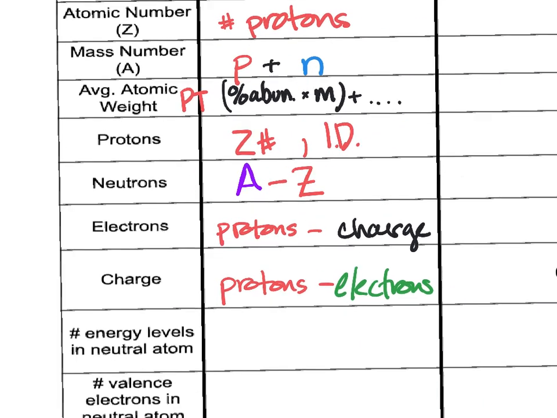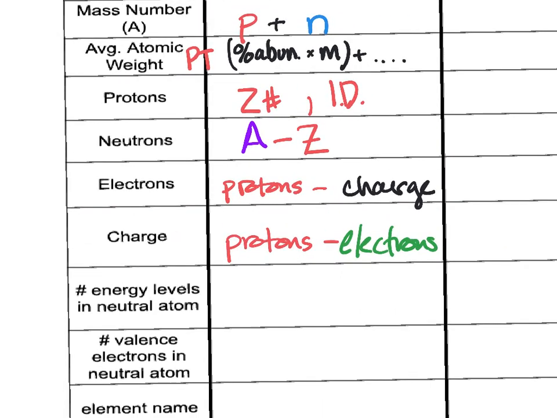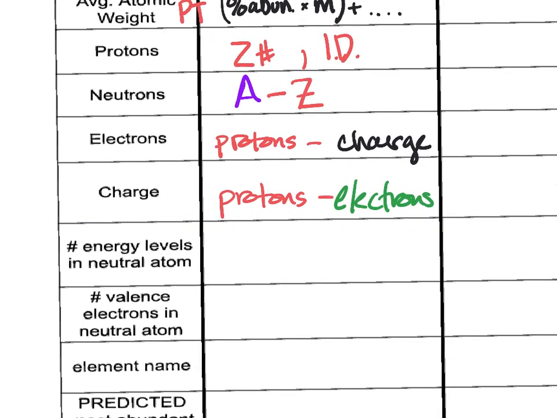So how do I know the number of energy levels in a neutral atom? Anybody remember? It's the row, the horizontal row, or the period on our periodic table, not the column. And notice here I'm saying for a neutral atom, because if we lose electrons, we could go back to fewer energy levels.